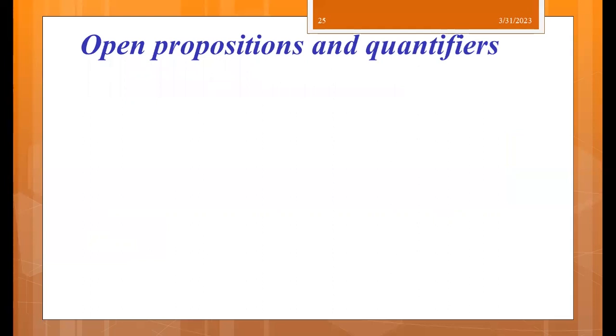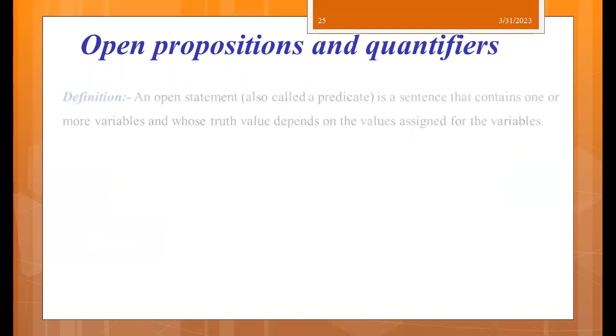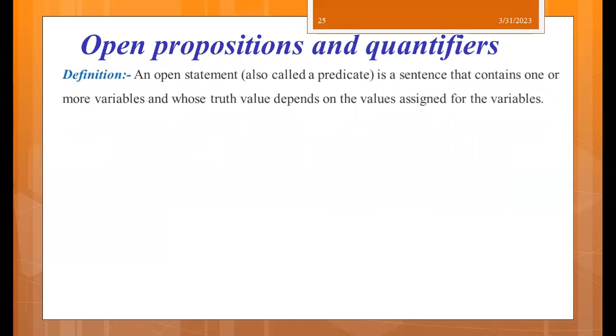The next topic is open propositions. Let us see first what open propositions are. An open statement, also called a predicate, is a sentence that contains one or more variables and whose truth value depends on the value assigned to the variables. Generally, it is a statement which involves one or more variables, but which can be converted into a proposition if we assign certain values to the variables.